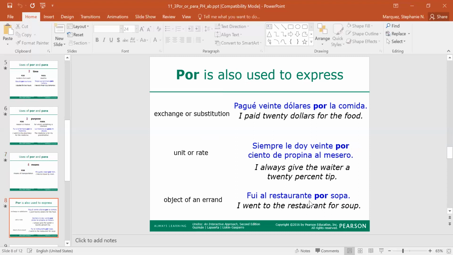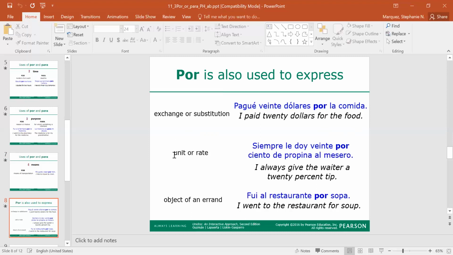Then they talk about other uses of por, and they say one of them is exchange or substitution. People usually think about that as a price that's coming next after the word por, or before, or around it someplace. So let's look at the English translation first. It says, I paid $20 for the food. Pagué, there's preterite, pagué $20 por la comida. Yo pagué $20 por la comida. I paid $20 for the food. So we see por meaning for, but what's the reason for that? Because you gave $20 in exchange for the food.